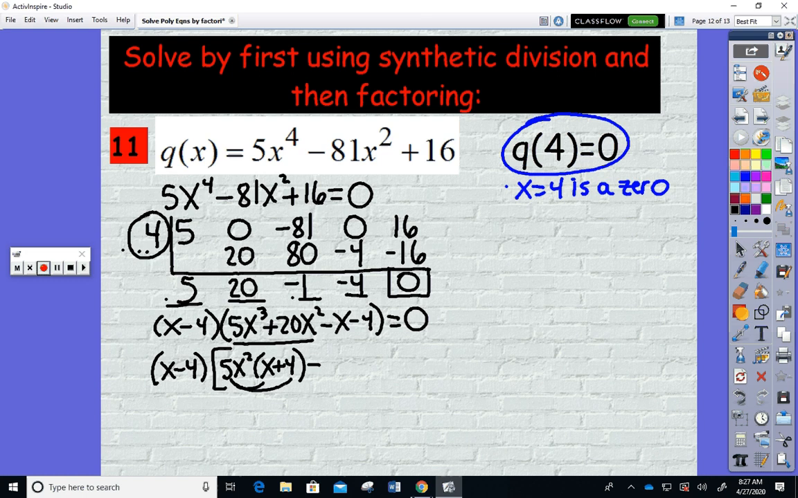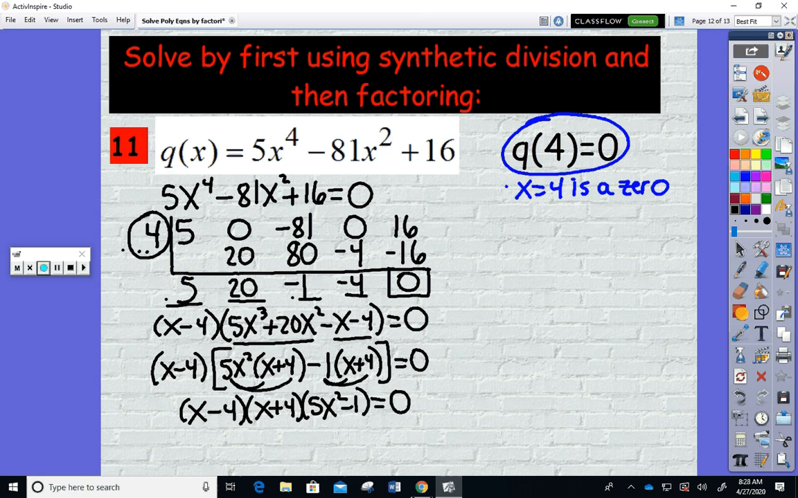Between x and 4, the only GCF is 1, and it better be x plus 4. If it's going to group, it's got to match the first x plus 4. Negative 1x, check. Negative 4, check. Things are good. So I've got x minus 4 times, on the inside, x plus 4, and 5x squared minus 1.